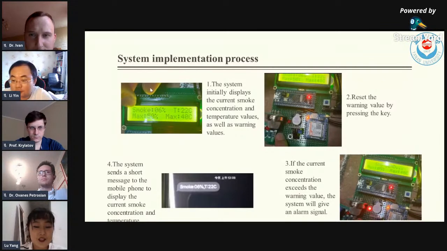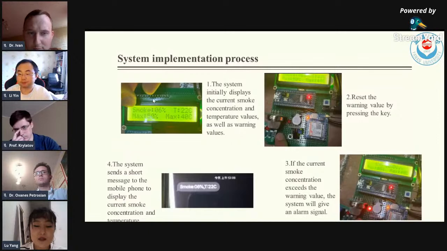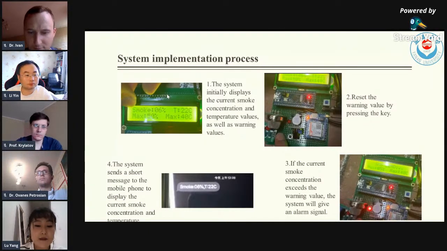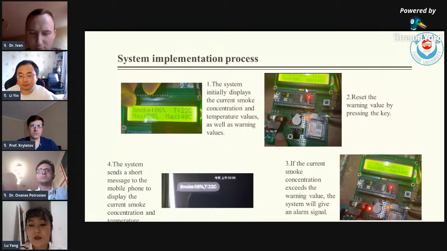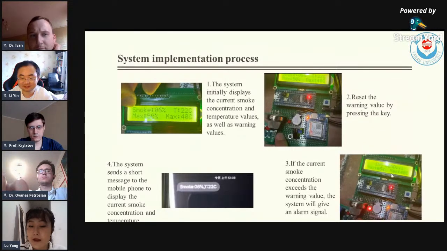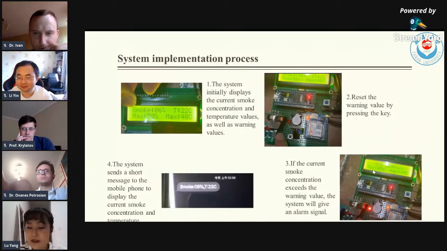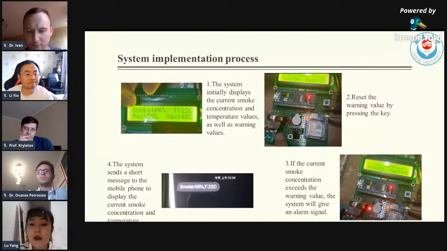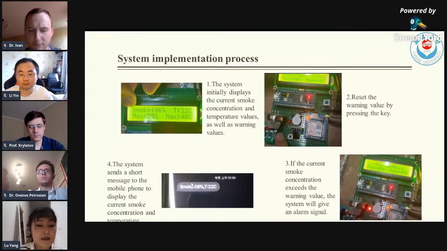On the PPT on this page, we can see that the first figure shows the initial state of the system, and the LCD shows the current smoke concentration, temperature, and the warning value of temperature. The second figure adjusts the warning value of smoke concentration through the keys, and the third figure shows that the system alarms when the smoke concentration exceeds the warning value. The LED light is on, and the buzzer sounds the alarm. The last picture shows the GSM transmission, showing the current smoke concentration and temperature value.